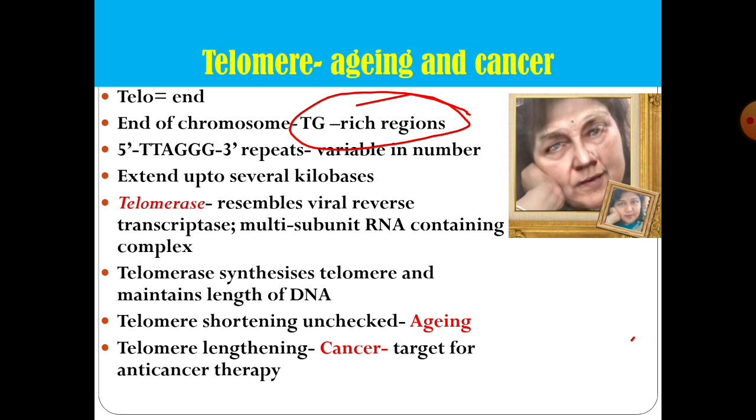If telomere shortening once starts, that is, telomerase is deficient and not able to synthesize the telomere, then we will land in aging. Yes, that is me. So, I may look like this. And telomere lengthening leads to cancer. If there is unchecked activity of this telomerase, then there may be cancer.